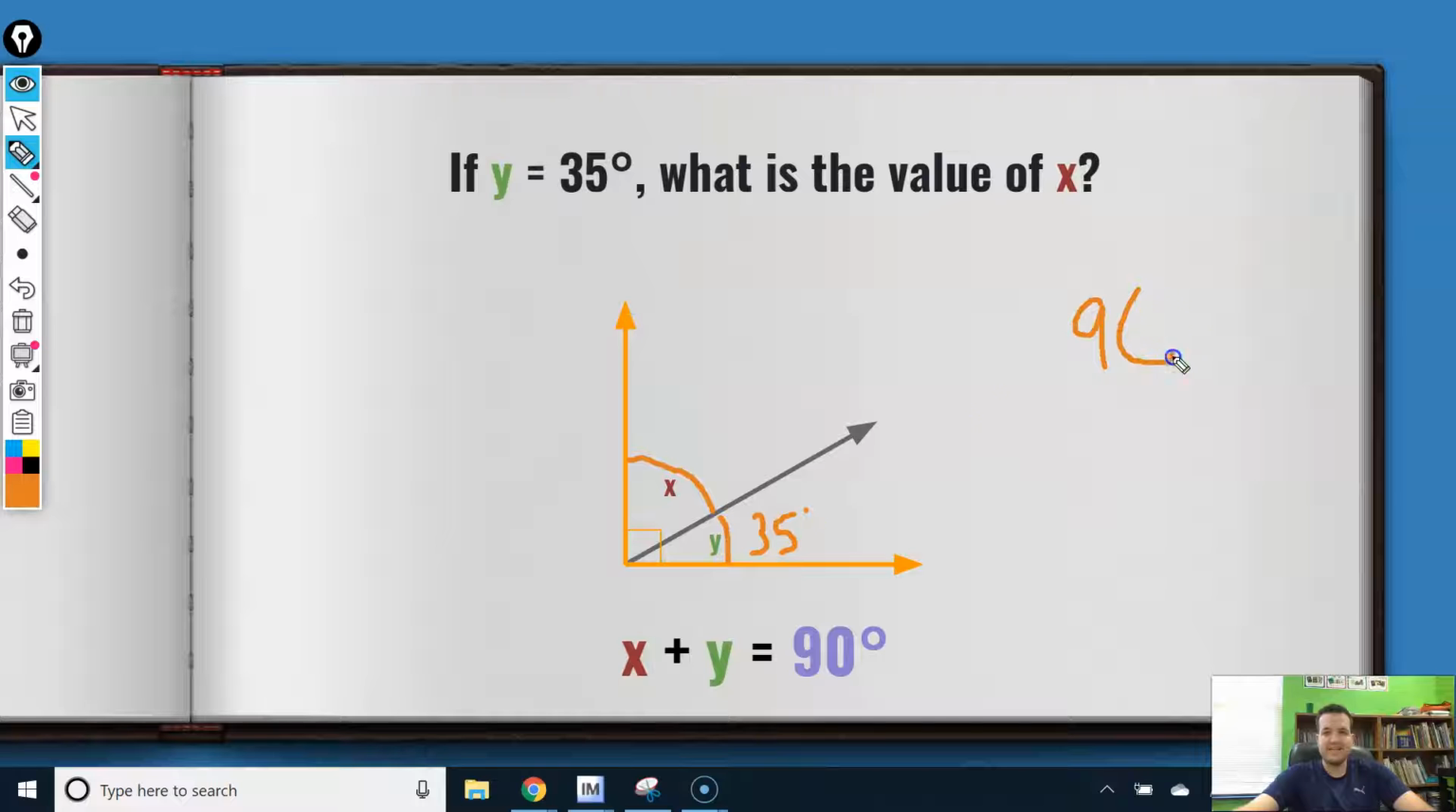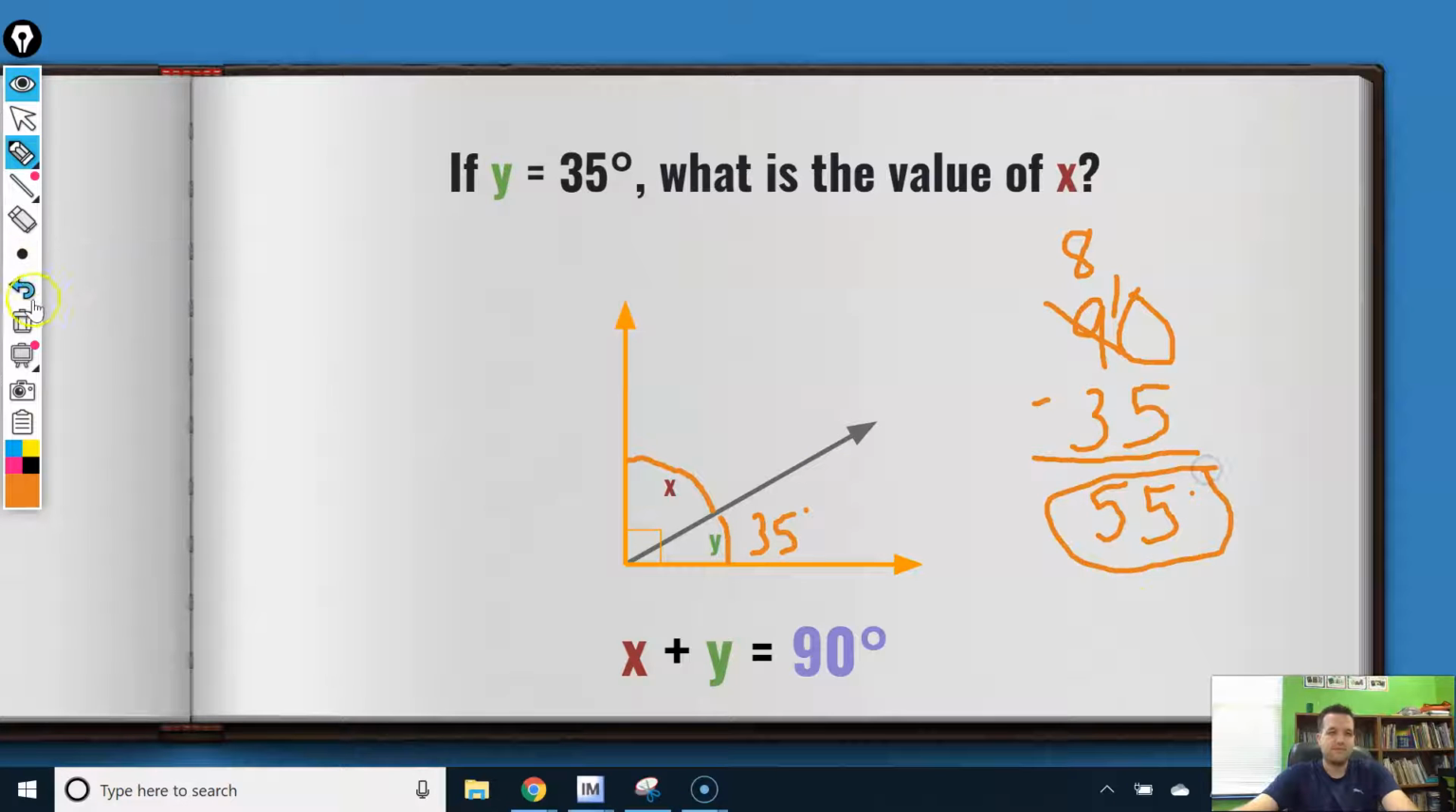So you could do 90 minus 35 to help you figure out the value of x. So you ungroup. 10 ones minus 5 ones is 5. 8 tens minus 3 tens is 5. X has got to be 55 degrees then.